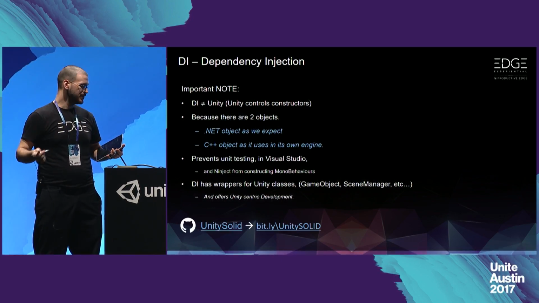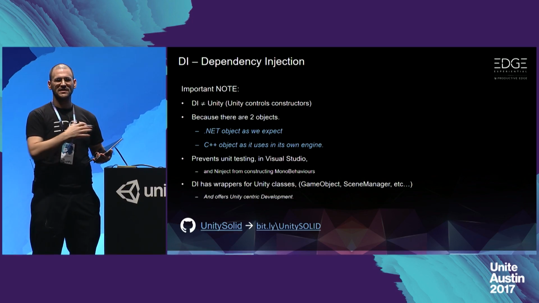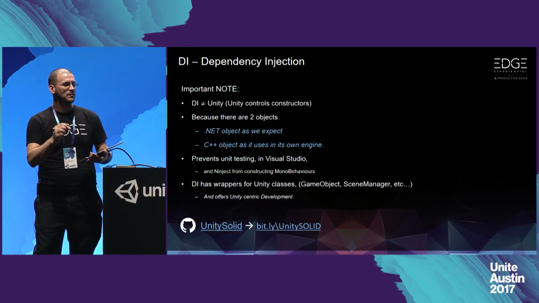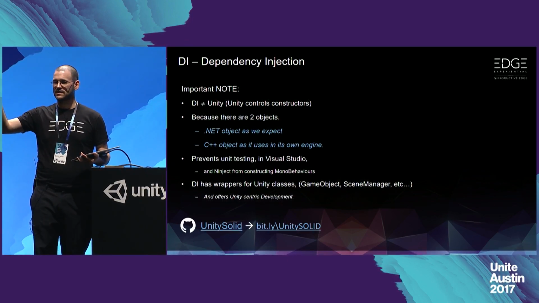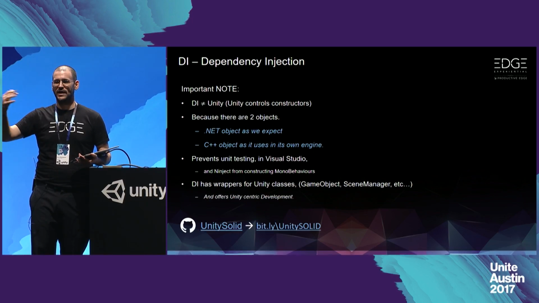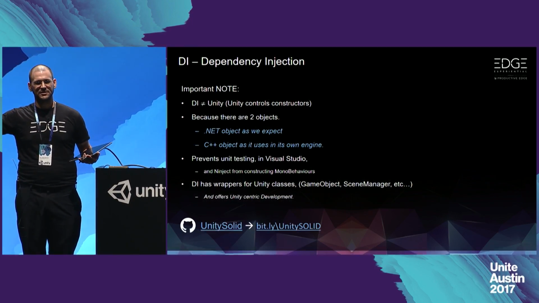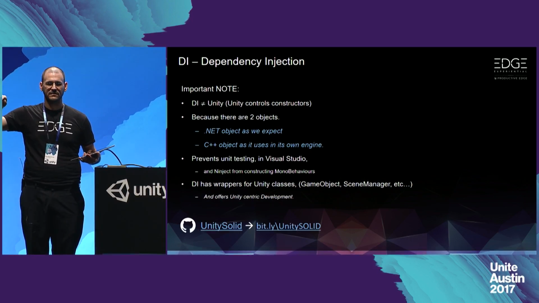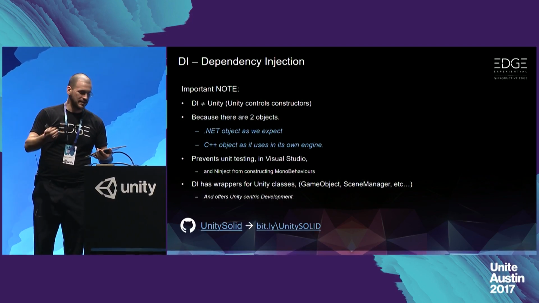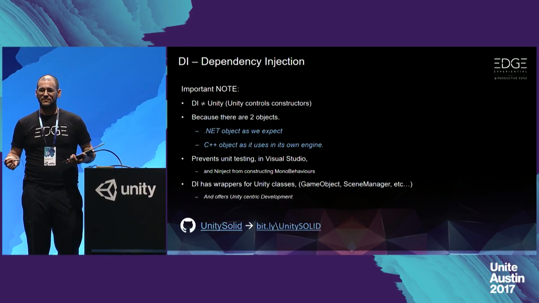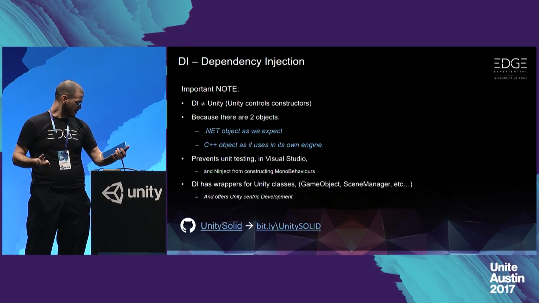So what does this mean? This means that they need to control the constructor. That's why we don't get to. They have to wire up their objects. So when they construct or when we tell them to give us a new behavior, they are constructing a C++ object and a .NET object and linking them together. That's what they're doing. How they do it and why, all the details, I don't really know, but that's the nature of how it works.